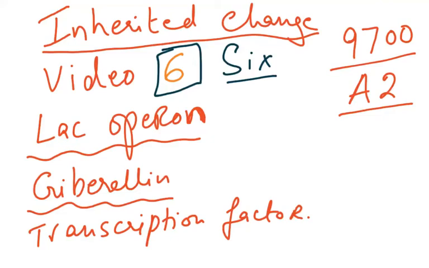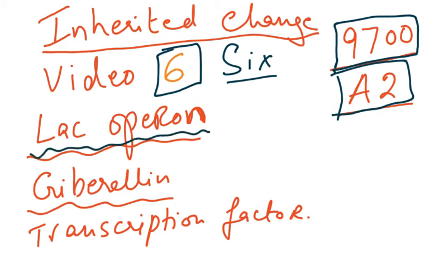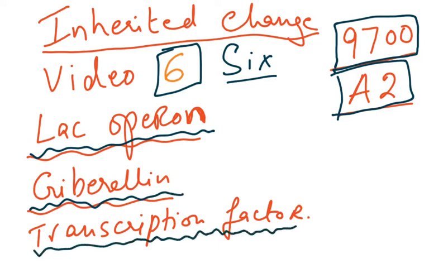Today we're going to do the chapter on inherited change. This is the syllabus code 9700 and this is the A2 syllabus. We're going to talk about number 1, the Lac Operon. We're going to talk about Gibberellins, and we are possibly, if we can accommodate it, the transcription factors.